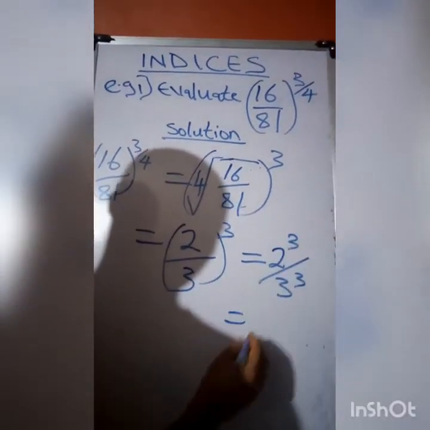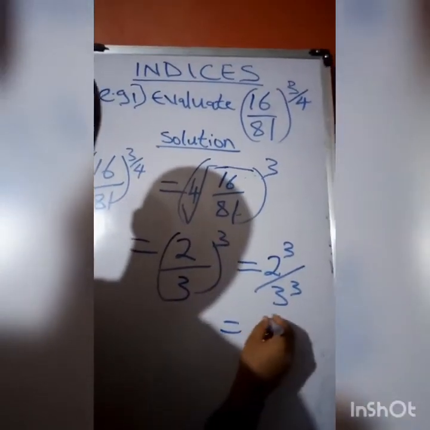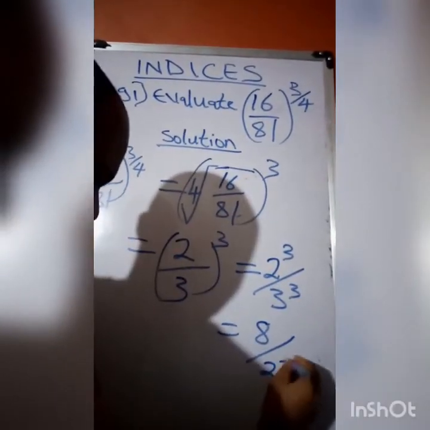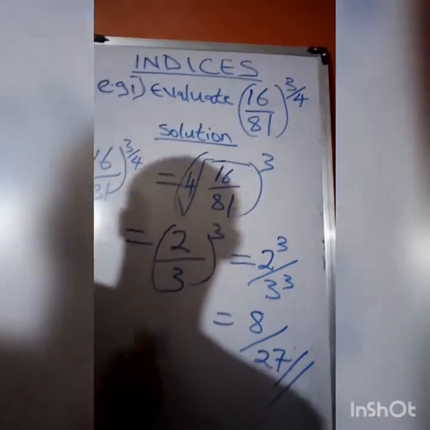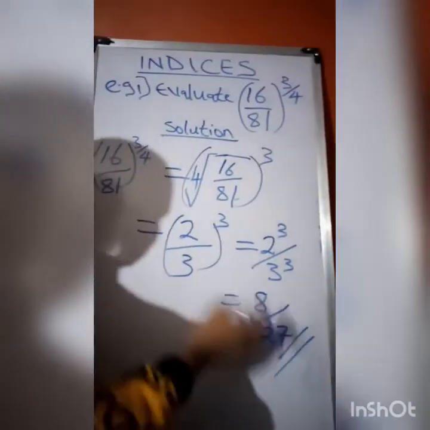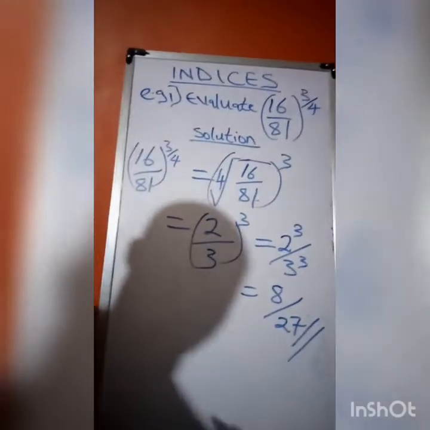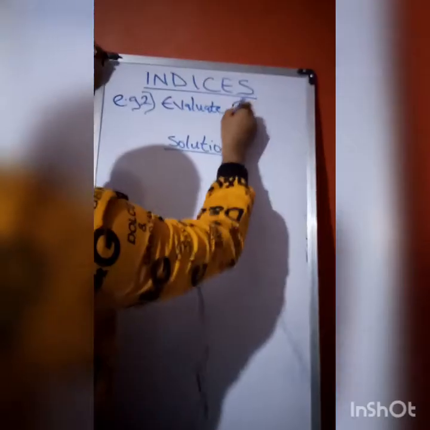2 raised to power 3 is what? 2 times 2 times 2, which is 8, all over 3 times 3 times 3, which is 27. So we succeeded in simplifying this to give us 8 over 27. That is the solution to that. Let's take another example quickly.